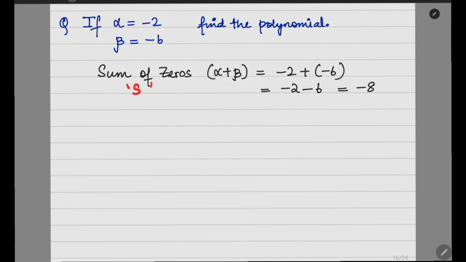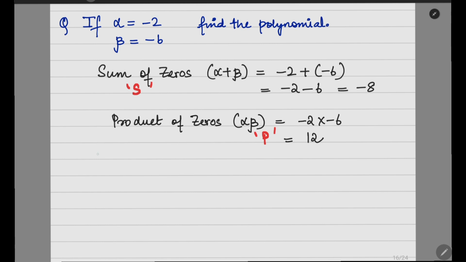Okay, now the product. The product of zeros, that is alpha multiplied by beta, that is minus 2 into minus 6. Minus minus is plus, 2 into 6 is 12. So this is nothing but your product. And the expression is k multiplied by x square minus s x plus p, where s and p are sum and product.